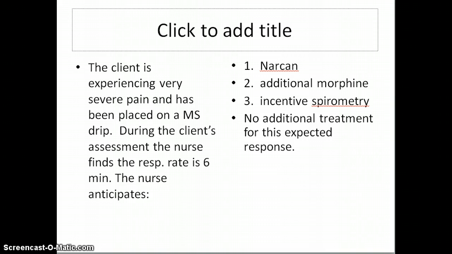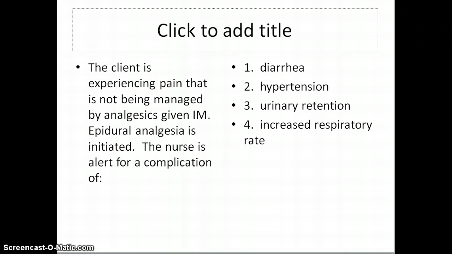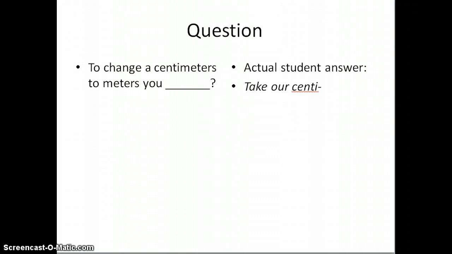When we look at the answer to this one, we know that Narcan is the answer, that narcotic antagonist. Pain that's not being managed. Our answer is going to be number 3, urinary retention. And are you able to change centimeters to meters? You take out the centi.